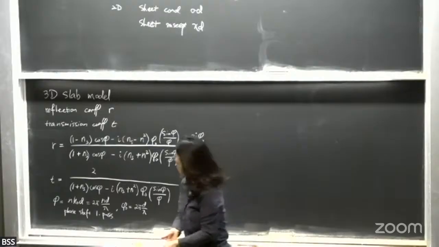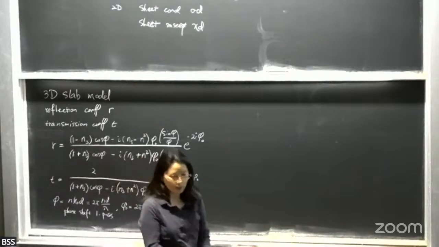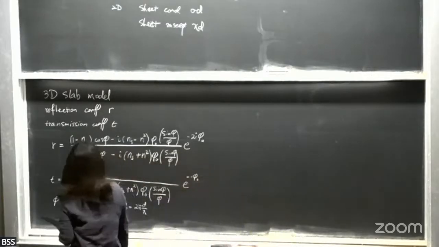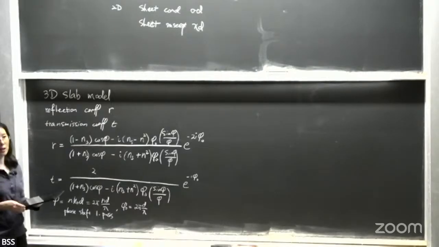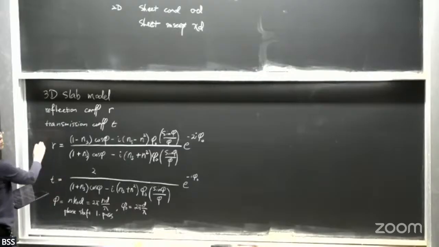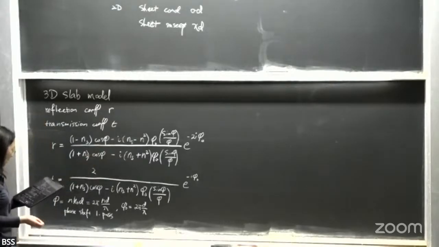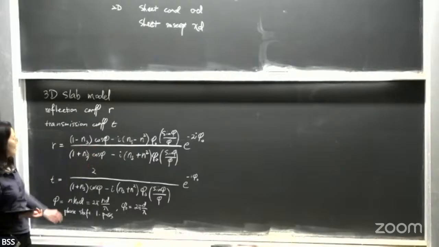Okay, so for a 3D slab, this is what you can get from transfer matrix. Or you just do Fresnel equations, you will get this. So the reflection coefficient is the electric field of the reflected light divided by the incident field. And the transmission, again, is the ratio of the field transmitted divided by incident. So it looks complicated, but we will not be bothering about this.